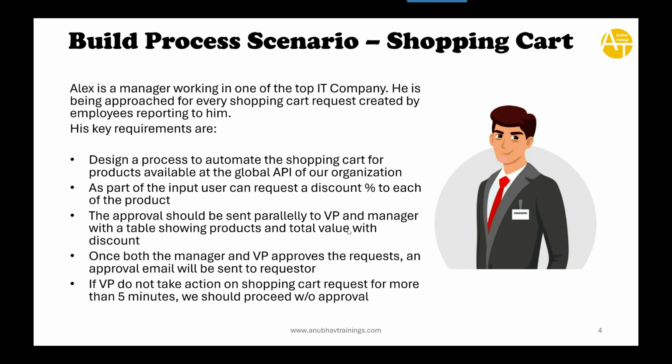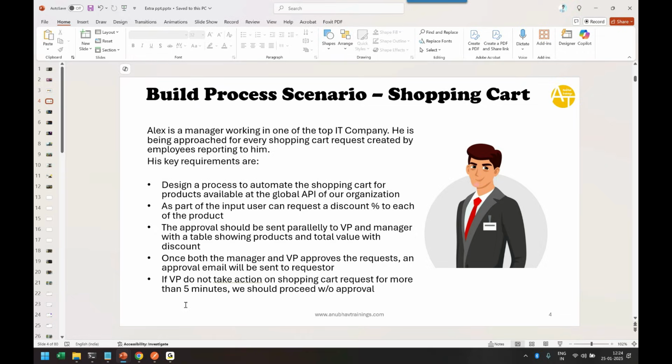So we will first retrieve all the available products from the global API, calculate the percentage discount, and then finally send an approval request to Alex, who is the manager, and the vice president in parallel. Then, if the manager and VP approve the request, an email will be sent. One interesting thing here is that if the VP does not take an action on the shopping cart request within 5 minutes, the request should get cancelled and go for auto approval. So that is the requirement we had. Now, how did we achieve this using SAP Build Process Automation? Let me show the process flow and the testing flow.